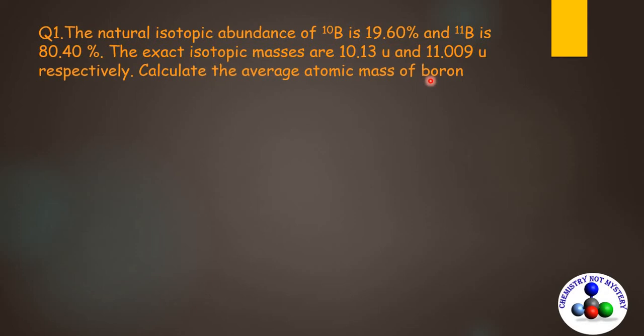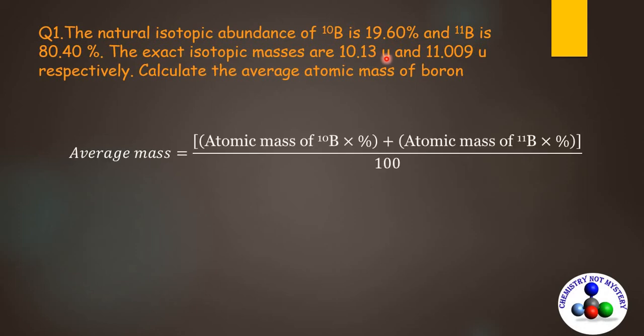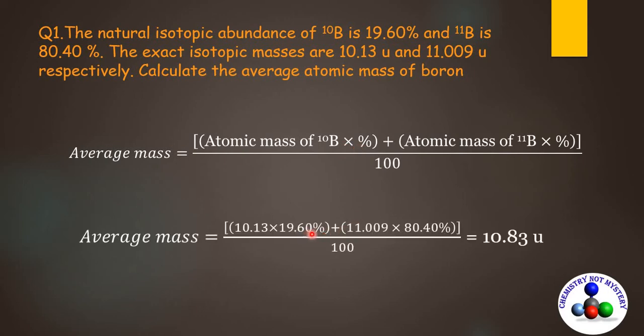Here, relative abundance of both the isotopes and their masses are given, and you just have to take the average of it. By putting the values in this formula, you will get the average atomic mass of boron. Average atomic mass of boron is equal to the atomic mass of boron 10 isotope multiplied by its relative abundance in percentage plus atomic mass of boron 11 isotope multiplied by its relative abundance in percentage, divided by 100, and you will get your answer.